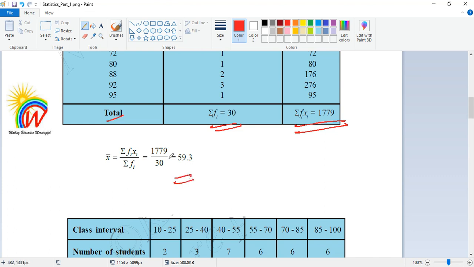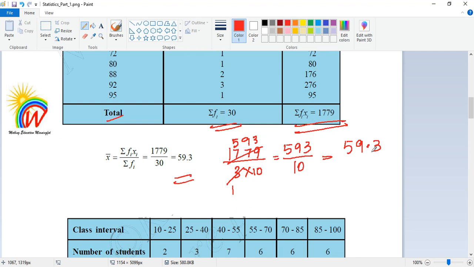The simplest way to do this is you just take 1779 divided by 3 into 10 instead of taking 30 and dividing it. So here you can divide this. 3 ones are 3, 3 5s are 15, 3 9s are 27, and 3 3s are 9. So you actually get 593 over 10, which is equal to 59.3. So this is the answer you're getting.